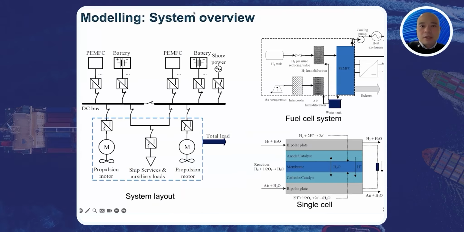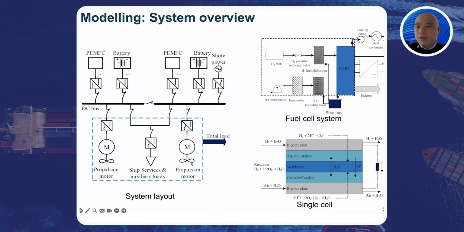Overall, we have a system model because we are using reinforcement learning, which requires a lot of interaction between the system model and the reinforcement learning agent. So we need a really rapid model to deal with the iterations to collect the experience for the reinforcement learning agent.